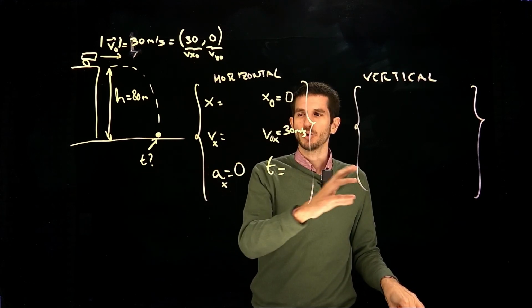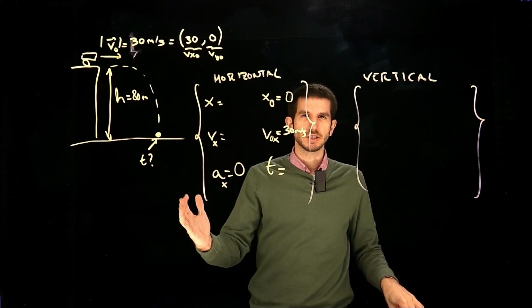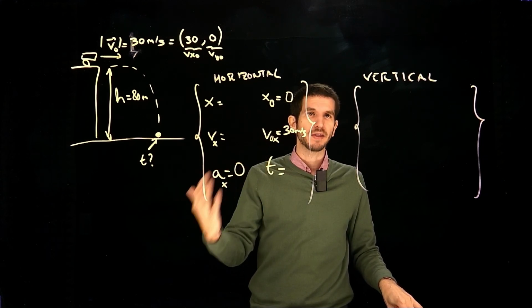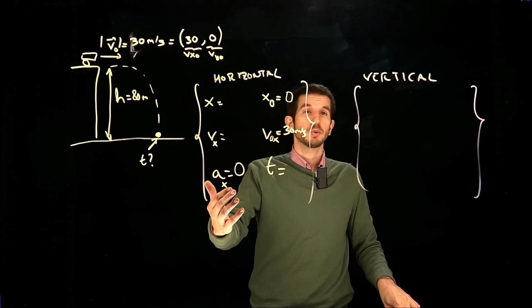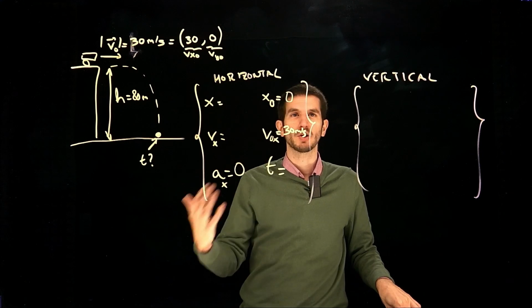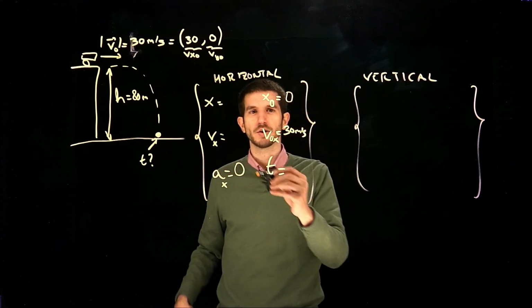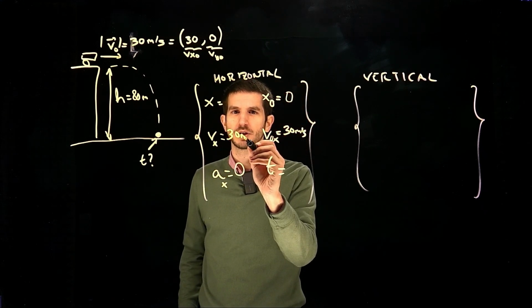We will see again more on this in chapter 2. Acceleration is going to be 0. And so if acceleration is 0, that's the definition of acceleration, the rate of change of velocity in time. But if there's no rate of change of velocity in time, it means the velocity is the same always. And so we immediately know that this is, of course, 30 meters per second.